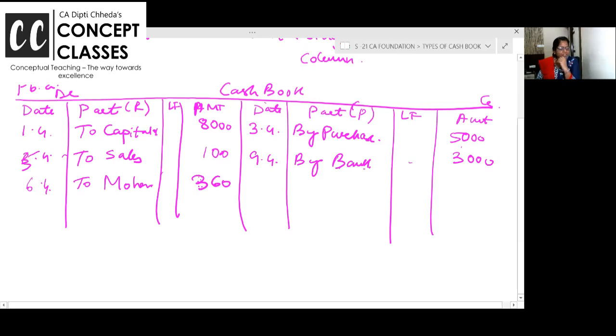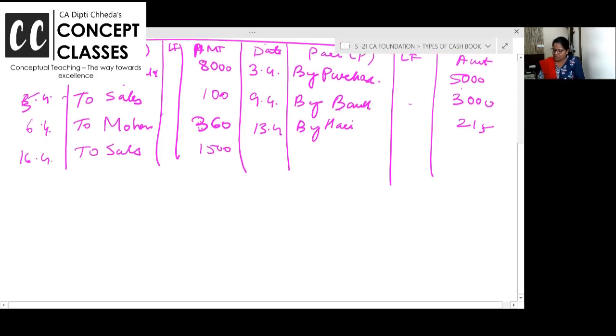Now paid the cash to Hari Kishan, 215 on 13th April, by Hari. Paid the cash. Next, 16th of April, sold the goods for cash. Cash account debit to sales.